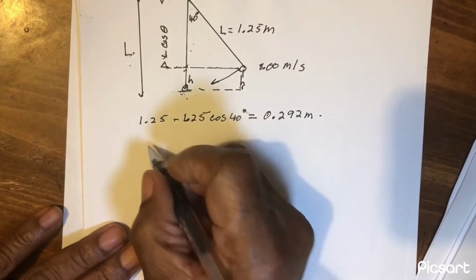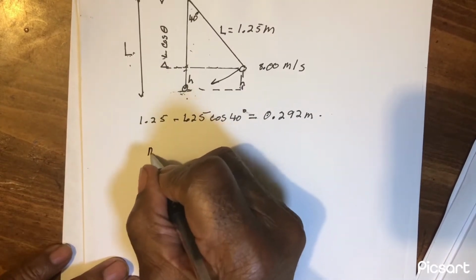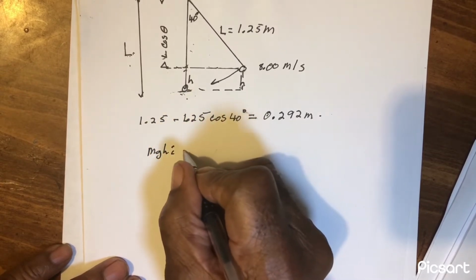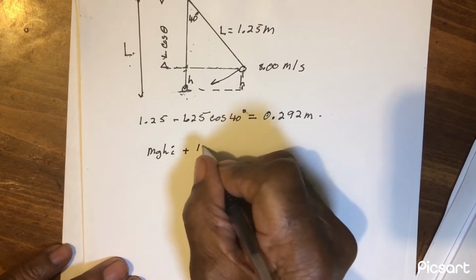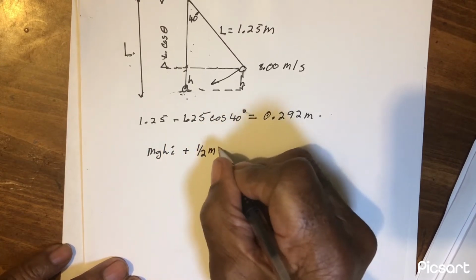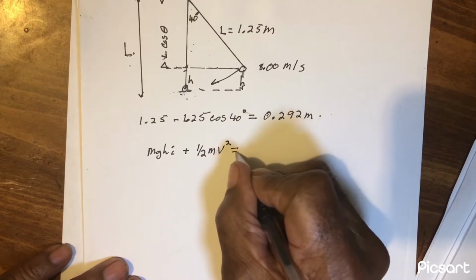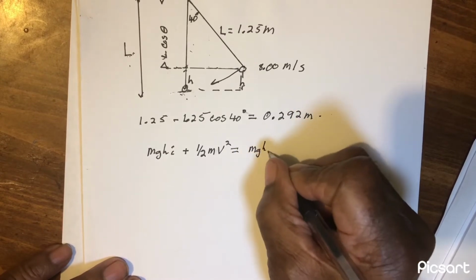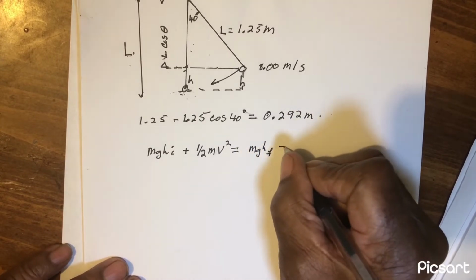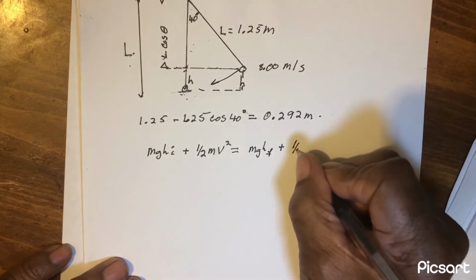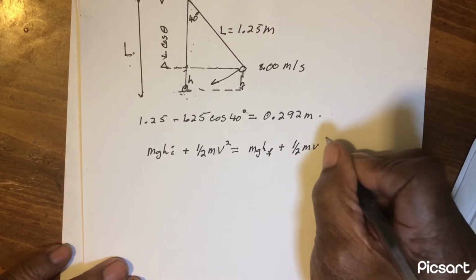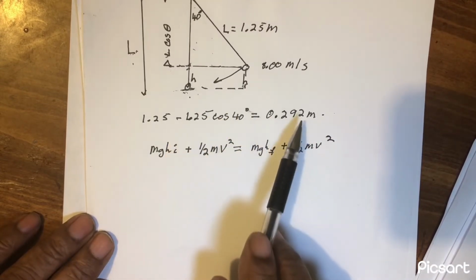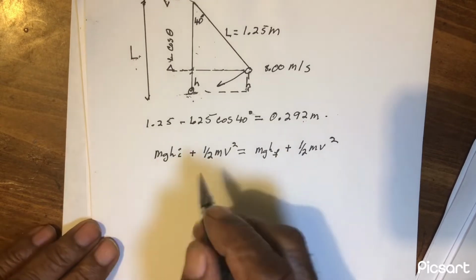So we'll start off. mgh initial plus kinetic energy initial is equal to potential energy final plus kinetic energy final.